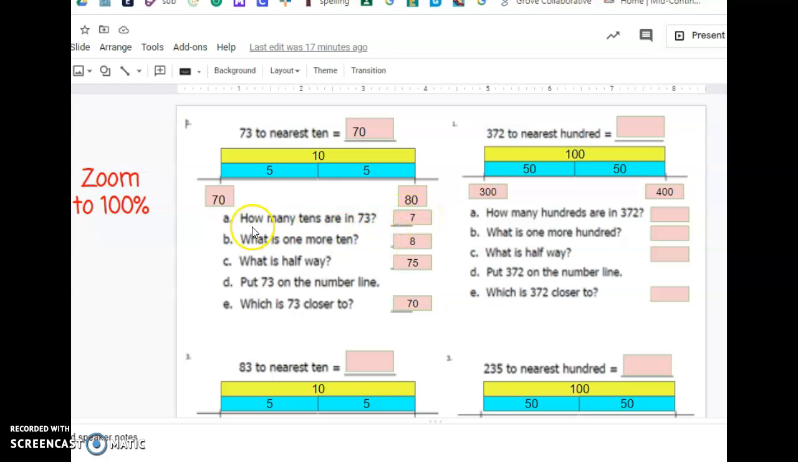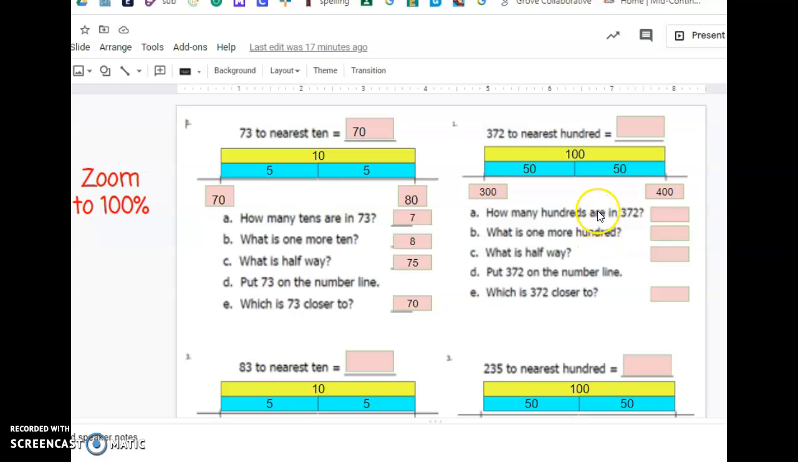There are 7. And we write that as 70 on the number line. Then what is one more 10? It is 8 tens, and we write that as 80 on the number line. Then what is halfway? I'll put my 10 here, and I know 5 and 5. Halfway would be 75. Now you would put 73 on the number line. You decide where 73 fits between 70 and 80 if the middle is 75. 73 is going to be closer to 70.